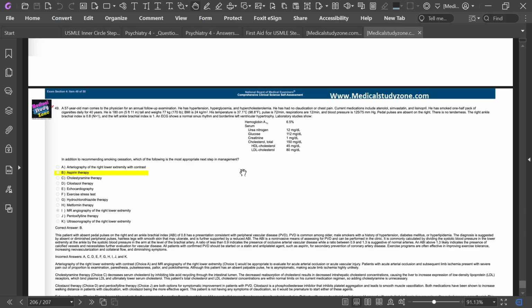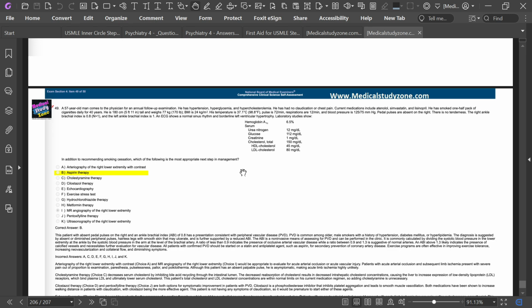ECG shows normal sinus rhythm and borderline left ventricular hypertrophy. Labs: A1C is 6.5, urea at 12, glucose, creatinine, and cholesterol, including HDL and LDL, are normal. In addition to recommending smoking cessation, which of the following is the most appropriate next step?